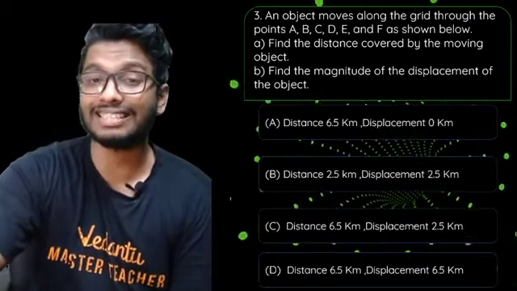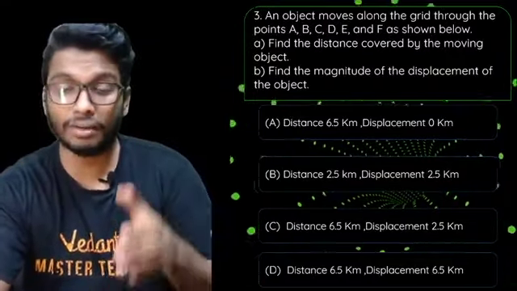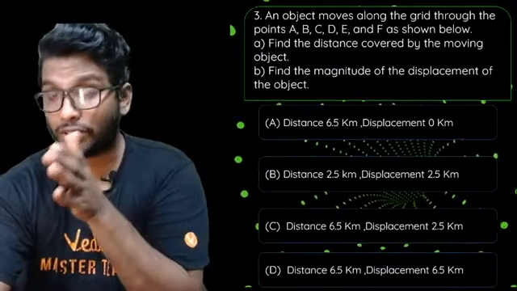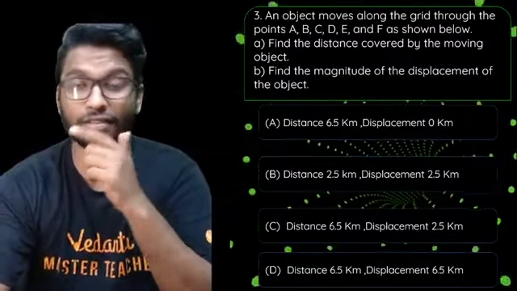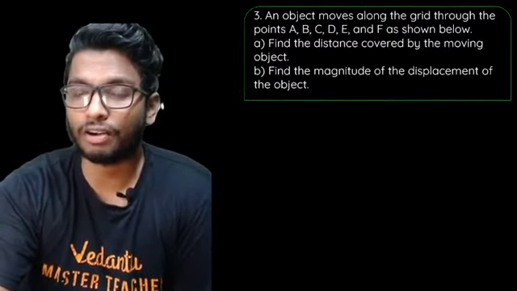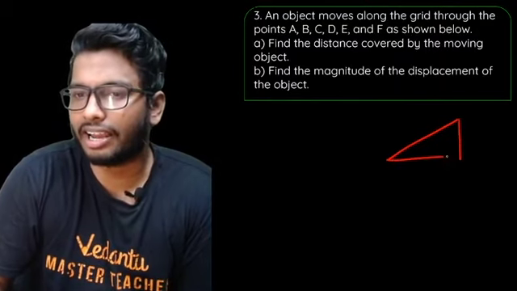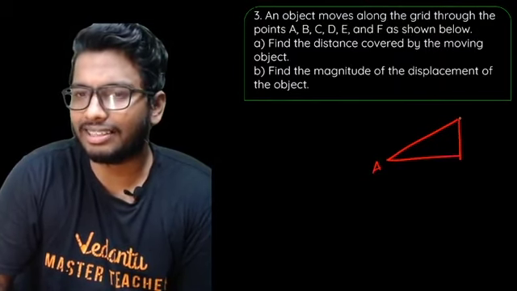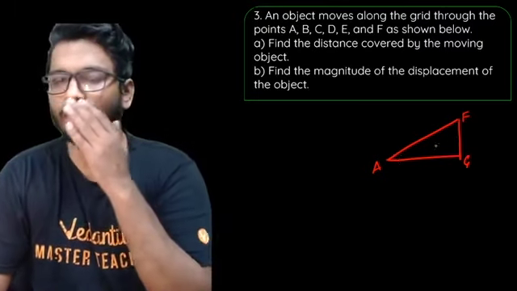So these are the options that are given. Distance is 6.5 kilometers, displacement is 0 kilometers; distance is 2.5, displacement is 2.5; distance is 6.5, displacement is 2.5; distance is 6.5, and the displacement as well is 6.5 kilometers. So I'm just going to draw it out for you guys. I'm just going to take the triangle alone. So this is A, and this is F, and this is G. I'm supposed to find out what is the value of AF.